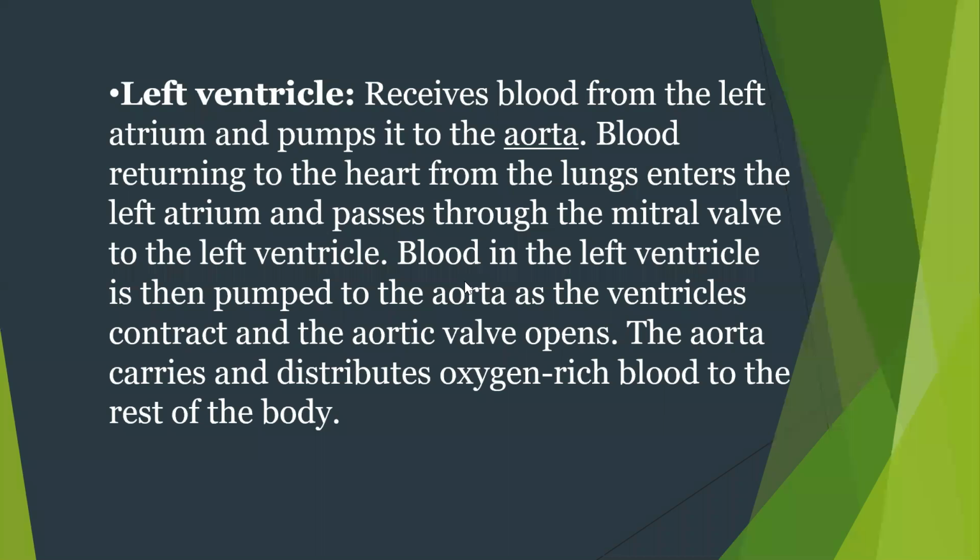Now, in a nutshell, what happened here? First of all, let me give you the brief. Left ventricle contains oxygenated blood. Right ventricle contains deoxygenated blood. This is clear, right? Now what happened? From the right ventricle, deoxygenated blood is taken to the lungs through the pulmonary arteries for oxygenation.